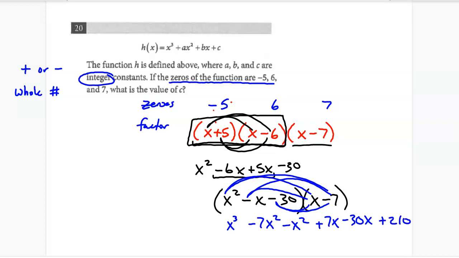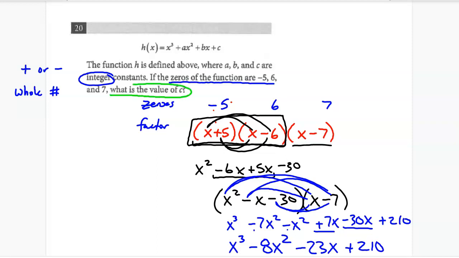And now we got some housekeeping to do. Now we got x to the third. Minus 7 and minus 1, that's minus 8x squared. And then we have plus 7x minus 30x. That's a negative 23x. And then we have a plus 210. And ultimate goal, I guess I should have cheated and looked at that in the beginning. Might have been faster. What is the value of c? So they just want to know what's the very last term when it's all multiplied out. So I did some wasted work there. Correct answer is positive 210.